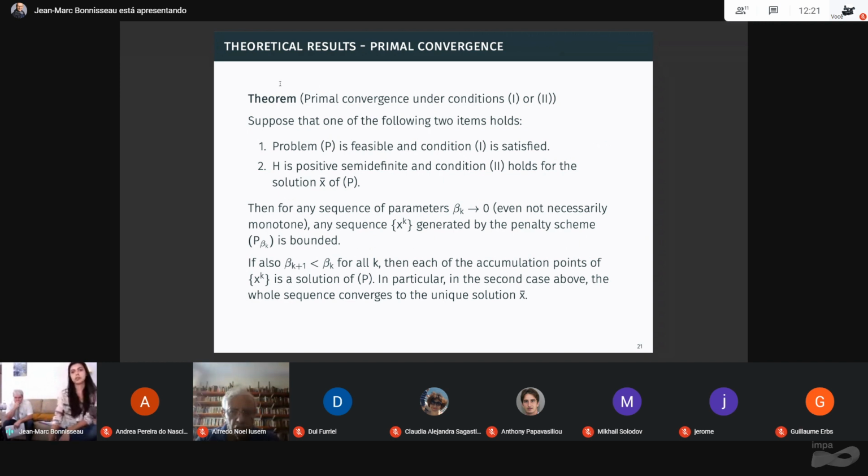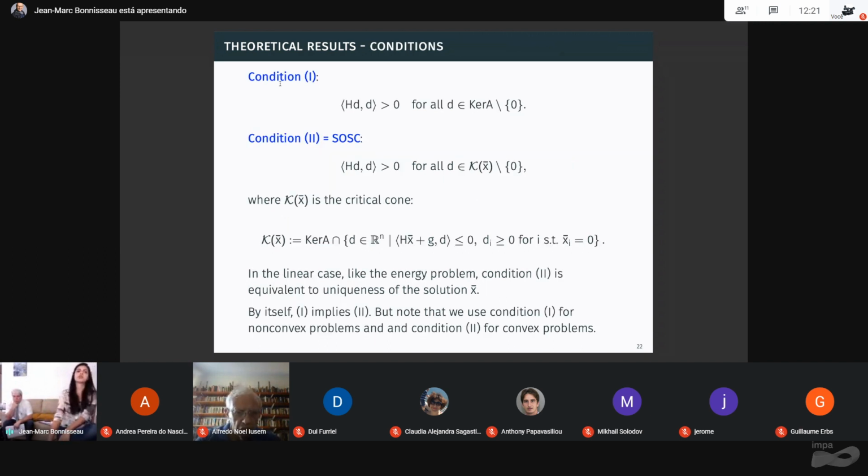So we see that this result is different from other ones because we prove that the sequence is bounded. So we are not assuming an accumulation point, we are proving that it exists. So now about the conditions 1 and 2, or 1 or 2, that are necessary to our theorem.